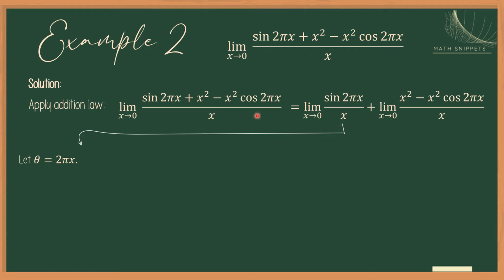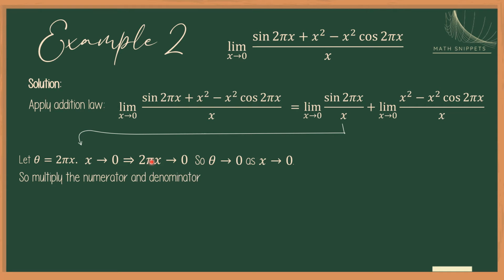Now, as x approaches 0, let's see what happens to 2 pi x. As x approaches 0, we'll have the limit of 2 pi times x. So 2 pi times 0 is equal to 0. So we say that as x approaches 0, 2 pi x approaches 0. Since 2 pi x is theta, then we say that theta approaches 0 as x approaches 0. So this will be very useful later.